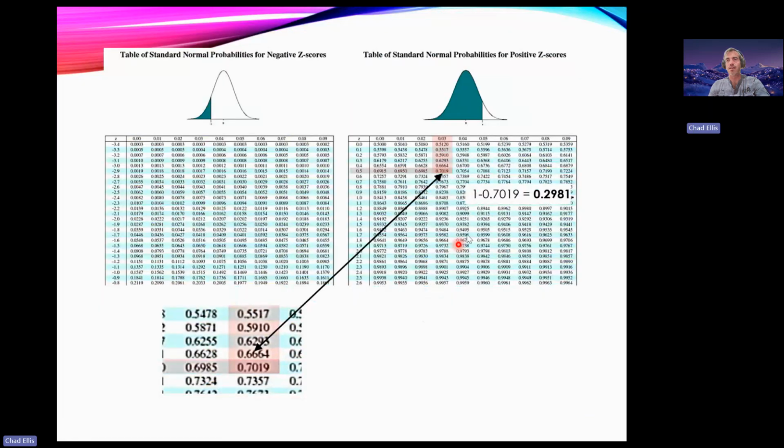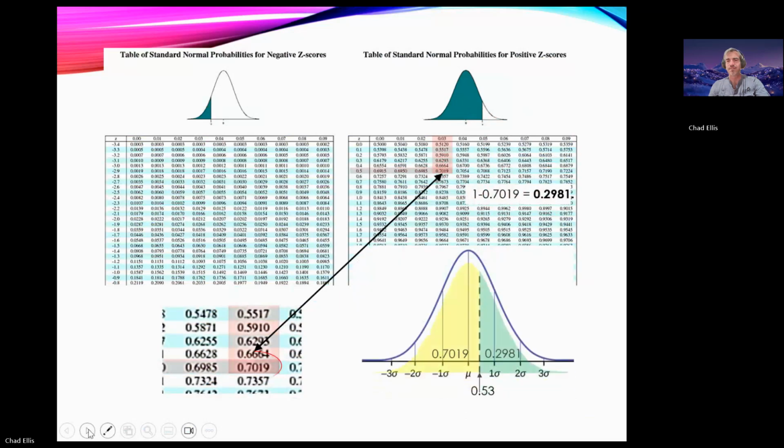That's how I determine where I get that 0.7019. I'm going to subtract that from a total probability of 1 to get 0.298. So basically, for the z-score of 0.53, to the right of that we have a probability of 0.298. To the left of that, we have a probability of 0.7019. Both of those, of course, add up to a total probability of 1.